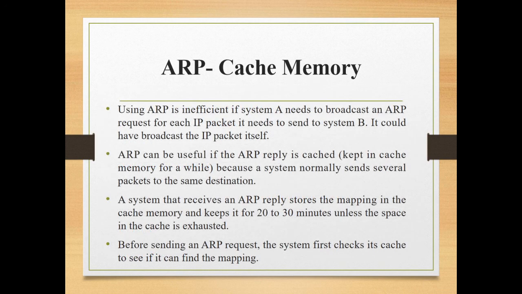ARP cache memory. What is the need for cache memory in ARP? Using ARP is inefficient if System A needs to broadcast an ARP request for each IP packet it needs to send to System B. It could have broadcast the IP packet itself. ARP can be useful if the ARP reply is cached, because a system normally sends several packets to the same destination. Before sending an ARP request, the system first checks its cache to see if it can find the mapping.